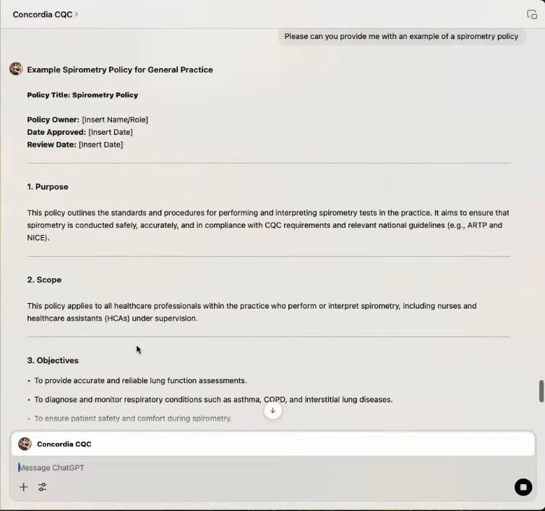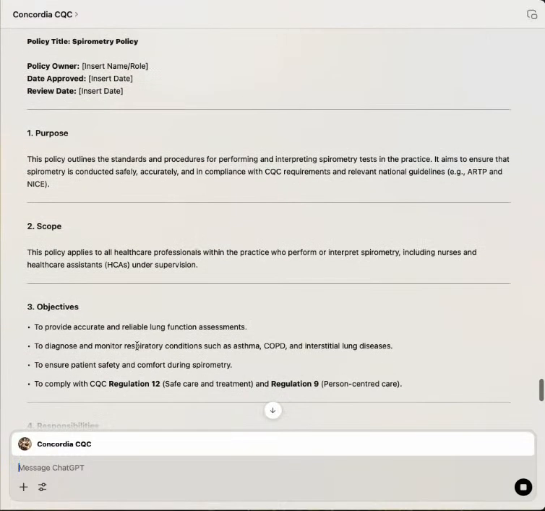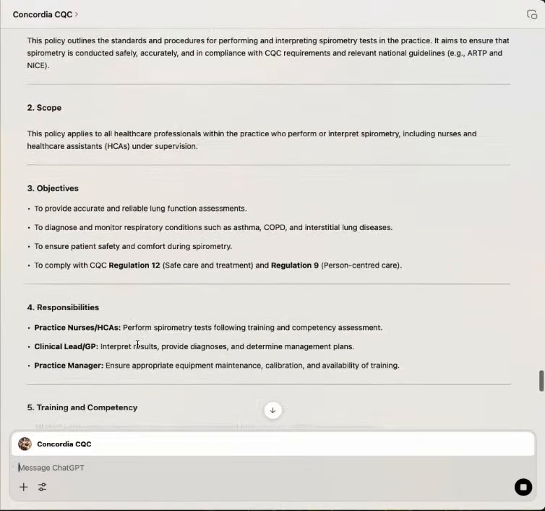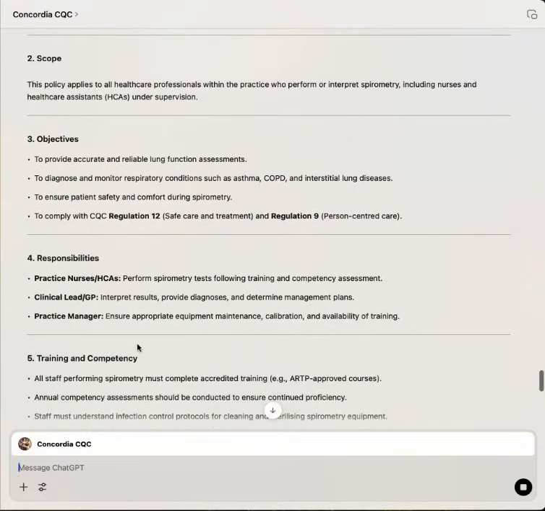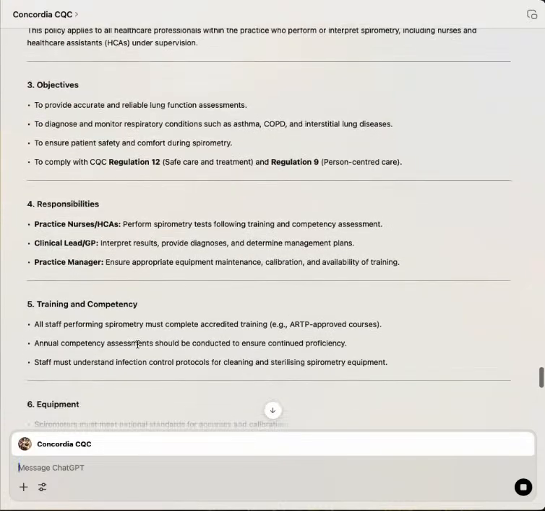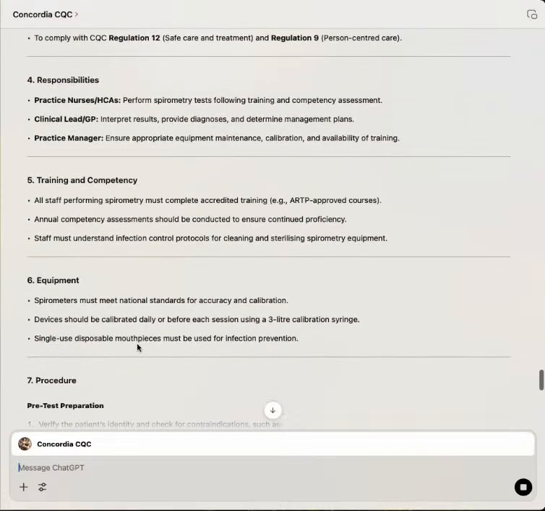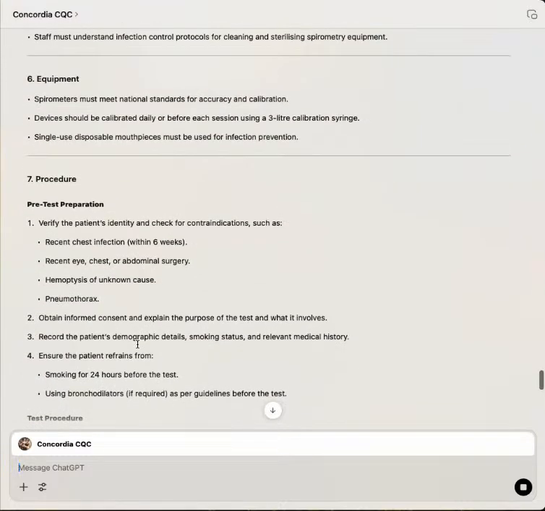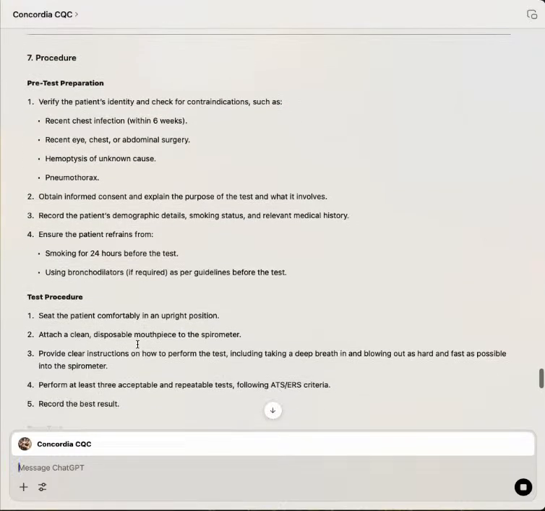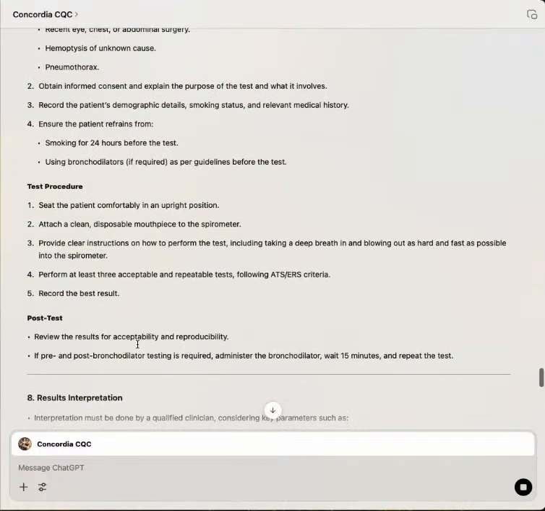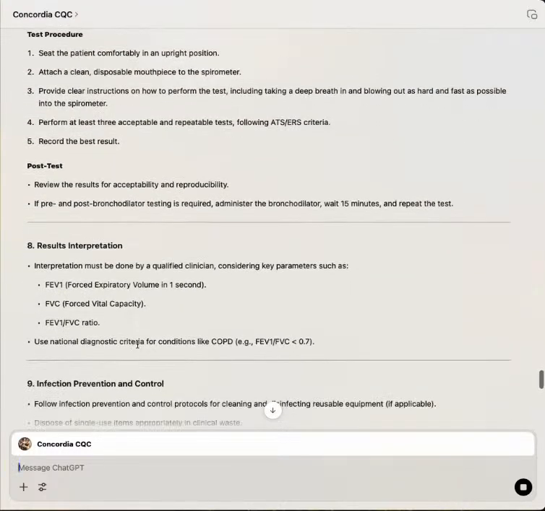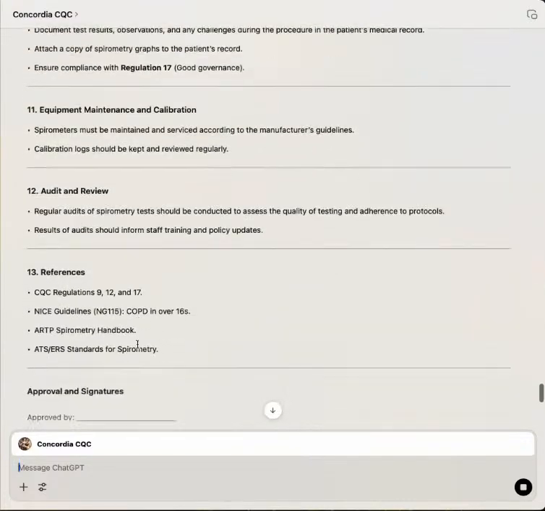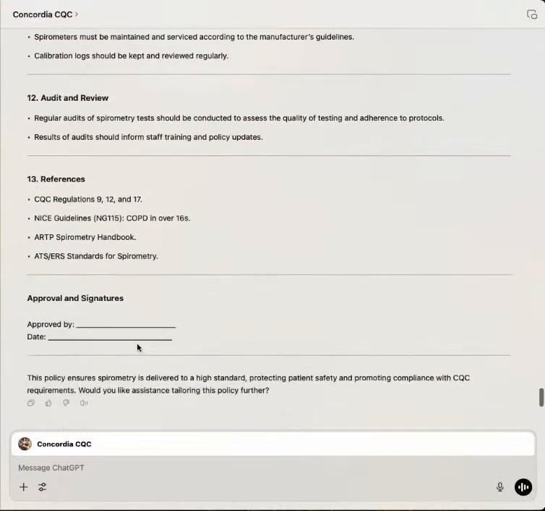So here we go. Here is our example policy, ensuring that this example relates to the CQC, and then also what you'll need to do is make sure that this policy relates to the way you actually do things in your practice. And you can see this is incredibly comprehensive. Would need our clinical check on it to make sure that it meets our clinical requirements as well, but you can see that you can ask her to dig right into the details and provide you with examples.